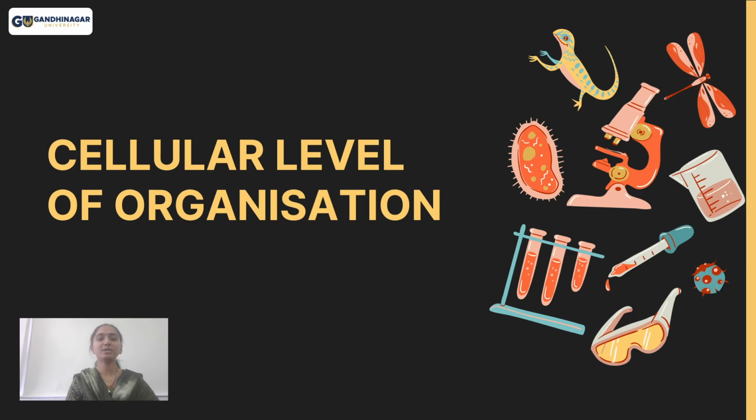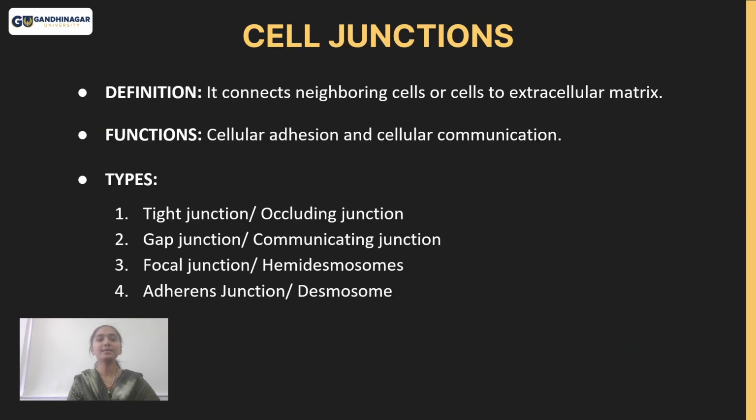So when we start cellular level of organization, first we need to learn about cell. What is cell? Cell is a structural and functional unit of the living organism. A cell junction is also known as cell communication, or we can say cell signaling also. Cell communication is crucial for coordinating various activities within multicellular organism.